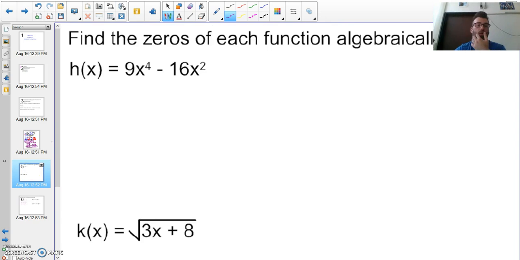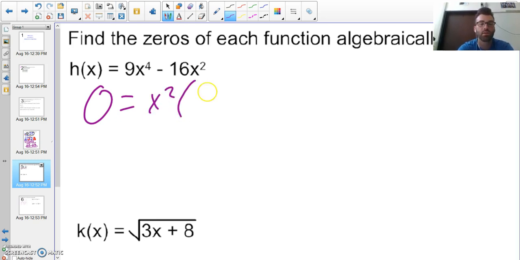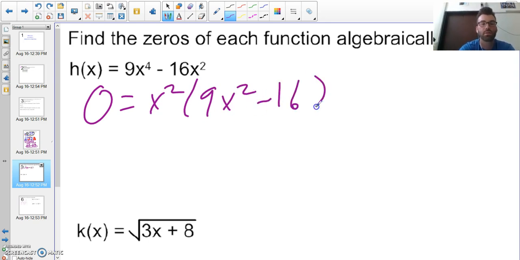Next one. First question you should ask yourself when factoring: is there a greatest common factor? There is. Not with our constants, but with our variables. I can take out an x squared, and I'll have x squared times 9x squared minus 16.